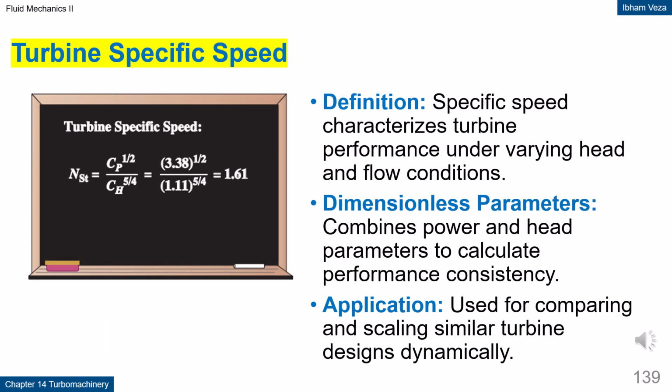Turbine-specific speed. Specific speed is defined as a parameter that characterizes turbine performance for different combinations of head and power. This parameter is formulated in a dimensionless form so it can be used for cross-design comparisons. Mathematically, specific speed combines rotational speed, power, and head into a single expression. This value does not represent physical size, but the hydrodynamic behavior of the machine. Therefore, specific speed is very useful for turbine classification and scaling.